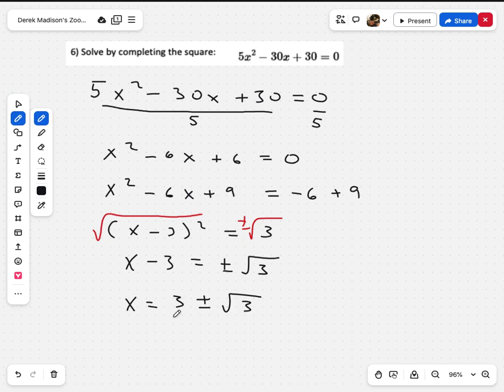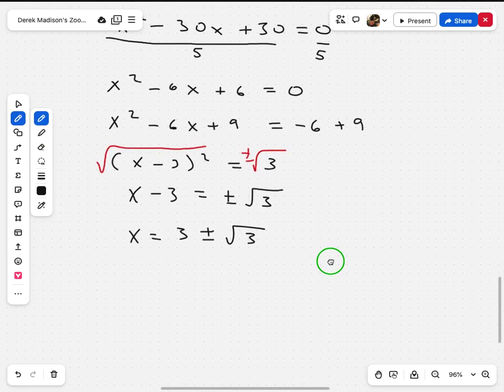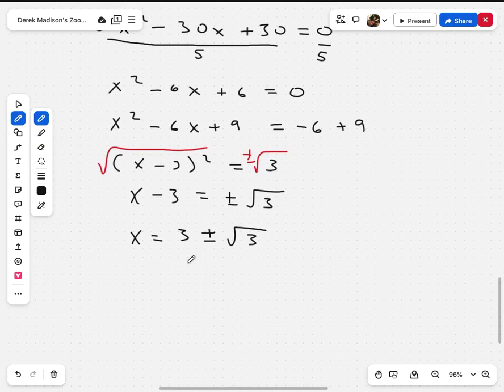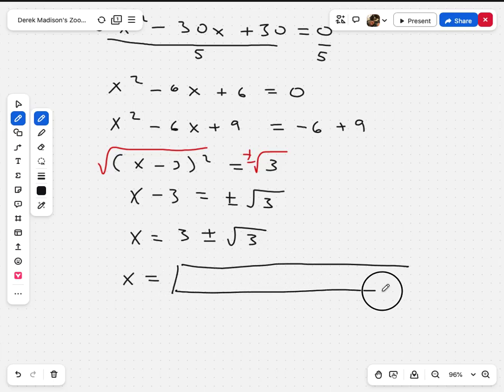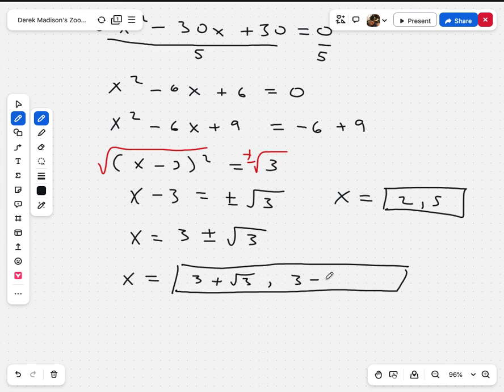I don't think I've written that as a list yet. In the event, sometimes the answer box, they have different programming depending on who wrote the questions. But if it wants it as a list, where it just has a big box, like if it was factoring, you would write x equals 2 comma 5. So if it was that kind of entry, this would be 3 plus root 3, comma 3 minus root 3, just to make sure that's clear from that plus or minus. Cool.